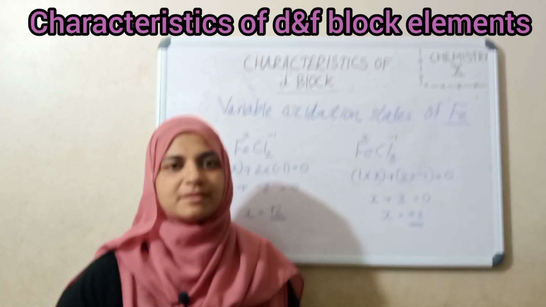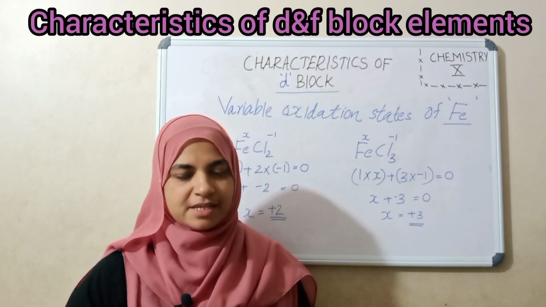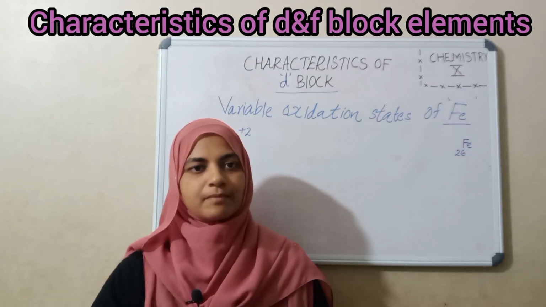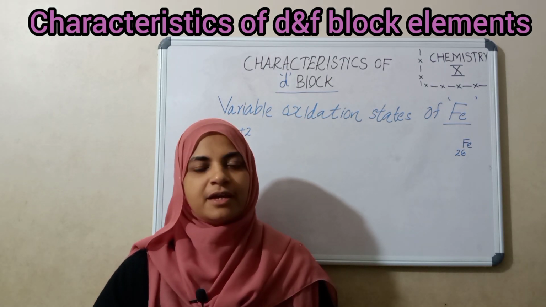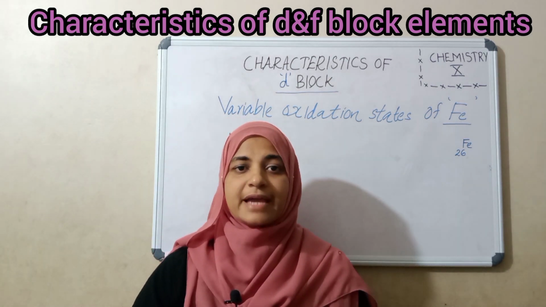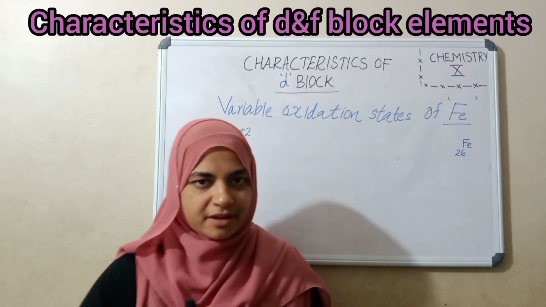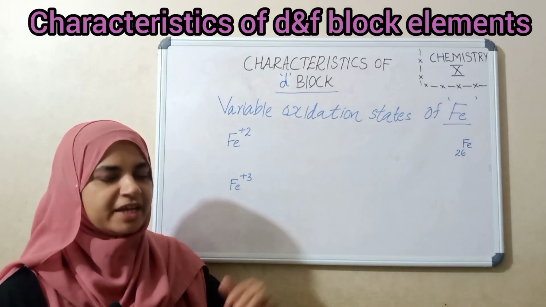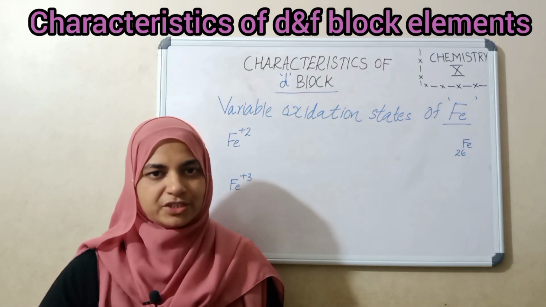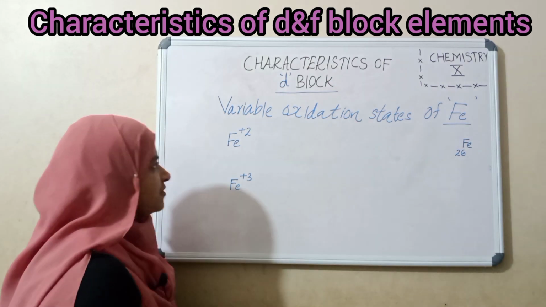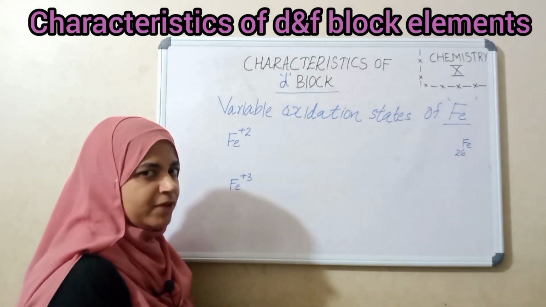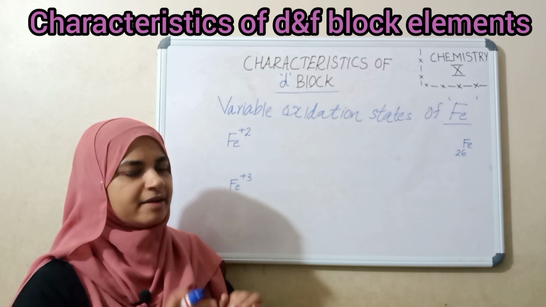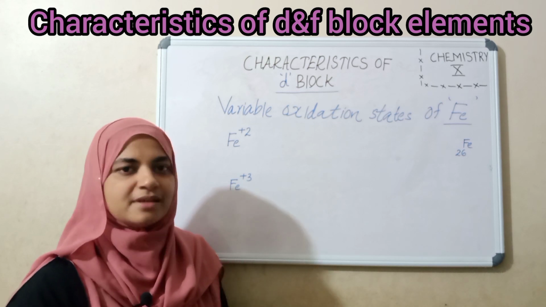Next we can discuss how this oxidation state or oxidation number varies. From these examples, we found that iron exhibits two oxidation numbers, that is Fe+2 and Fe+3. Then we can write the subshell electronic configuration of these ions. First one, Fe+2. We know iron's atomic number is 26. That is, iron has 26 electrons.